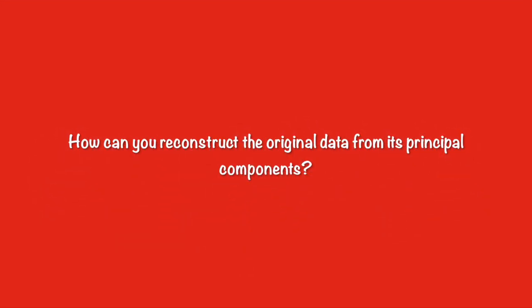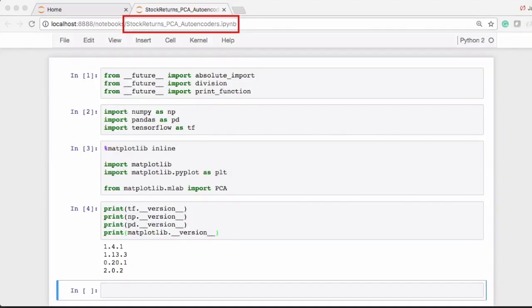In this lecture, you'll learn how you can reconstruct the original data from its principal components. We spoke about this earlier when we designed an autoencoder with a hidden layer with linear neurons and used the mean square error as our reconstruction loss function. We said that the autoencoder performs principal components analysis. That's exactly what we'll see in this demo.